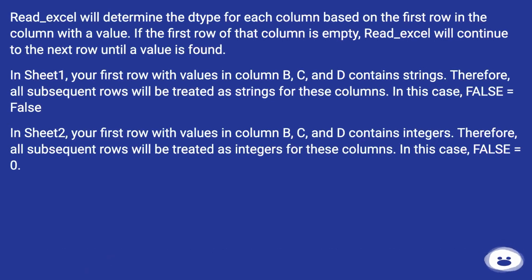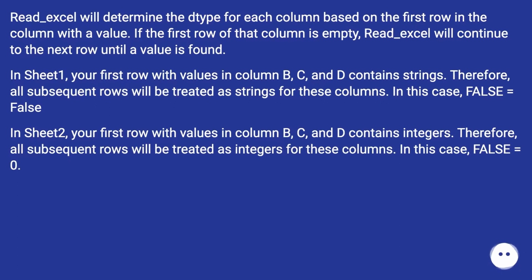Read_excel will determine the type for each column based on the first row in the column with a value. If the first row of that column is empty, read_excel will continue to the next row until a value is found. In sheet 1, your first row with values in column B, C, and D contains strings. Therefore, all subsequent rows will be treated as strings for these columns. In this case, false equals false.